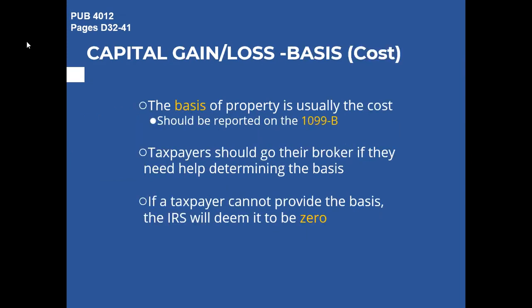So again, the basis is the cost, what they bought it for. Now, usually this is on the 1099-B. It should be there, but occasionally it's not there. One reason might be that they bought the stock with one broker company, and then that company sold to another and maybe sold to another. And so the information about the cost got lost somewhere along the way.